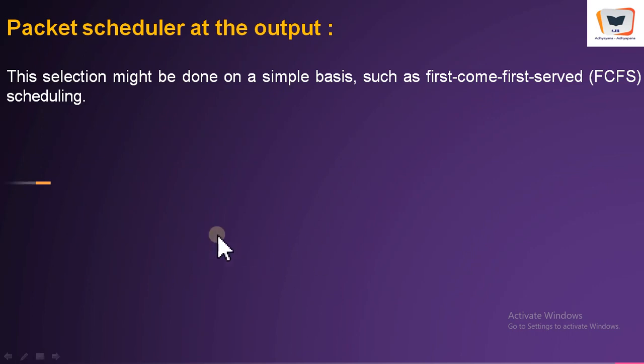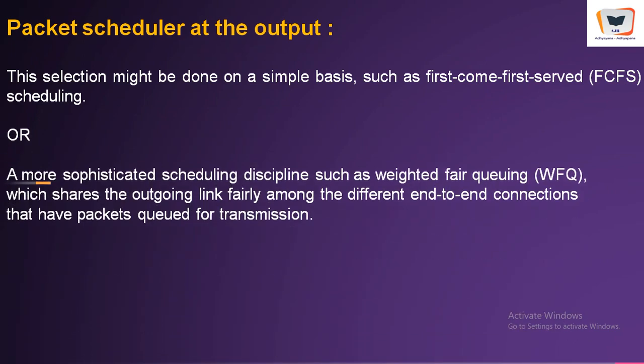selecting an arriving datagram for further transmission. This selection might be done on a simple basis, such as first come first served scheduling, or a more sophisticated scheduling algorithm, the weighted fair queuing algorithm, which shares the outgoing link fairly among the different end-to-end connections that have packets queued for transmission. Let us say the first few packets are coming from one source, and the next packet happens to be from a different source. Therefore, this sophisticated scheduling algorithm will give weighted fair queuing.